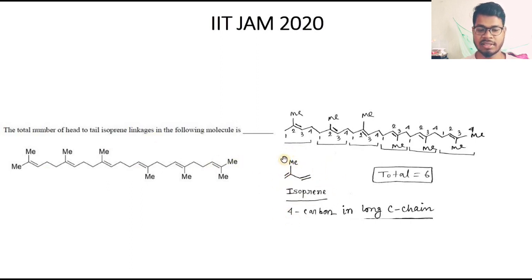I'm not considering this methyl group, as it is a branch. You don't need to consider that branch, just the 4 carbons in a long carbon chain. So that means total 1 2 3 4, 1 2 3 4, and like this I have got a 1 2 3 4 5 6 chain, so 6 isoprene molecules are present in the system by linking. So the answer will be 6. You just need to know the formula of isoprene to answer this question.